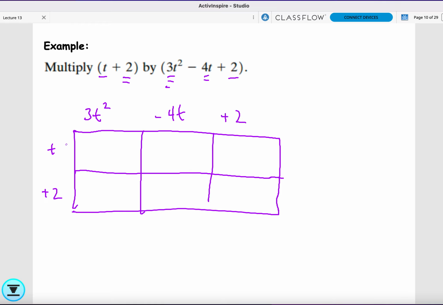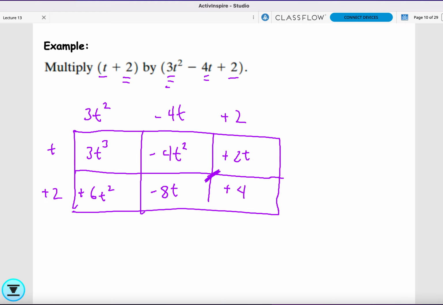Multiply these out. t times 3t squared is 3t cubed. t times negative 4t is negative 4t squared. t times 2 is just 2t. 2 times 3t squared is plus 6t squared. 2 times negative 4t is negative 8t. And then 2 times 2 is 4.